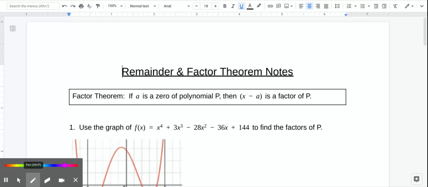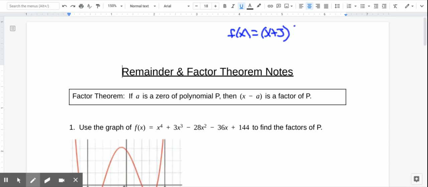Before, I maybe gave you a function like f of x equals (x plus 3)(x minus 2). And we looked at that and we said, okay, what are the zeros of that function? And we said the zeros are the opposites of that, so -3 and +2, which meant that our graph had intercepts at -3 and +2. And then we used that information to finish graphing it.